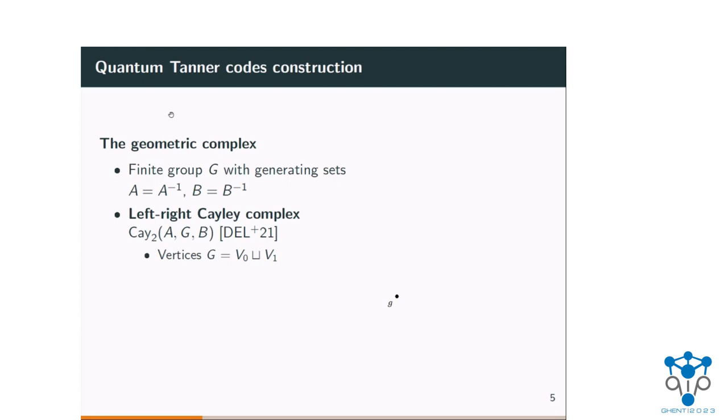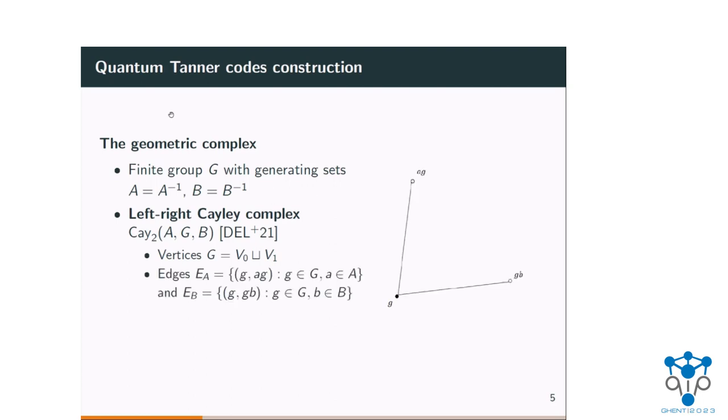So the vertices of this complex are going to be group elements G. Then we're going to have two types of edges in this complex. The first is going to be connecting elements G to AG, where A is in the generating set A. And then the second type of edges, the B-type edges, are going to be connecting G to GB. So this time the multiplication is on the right.